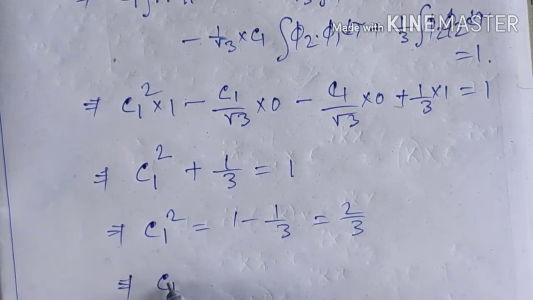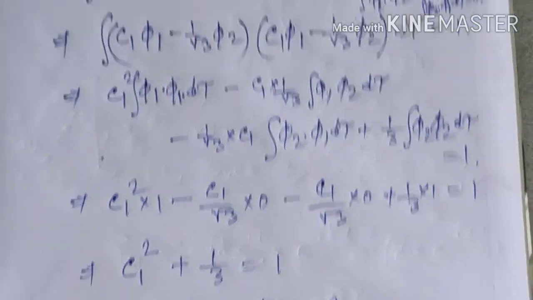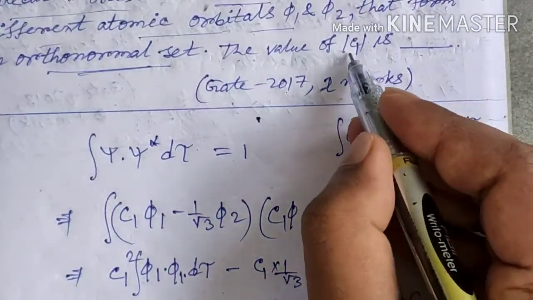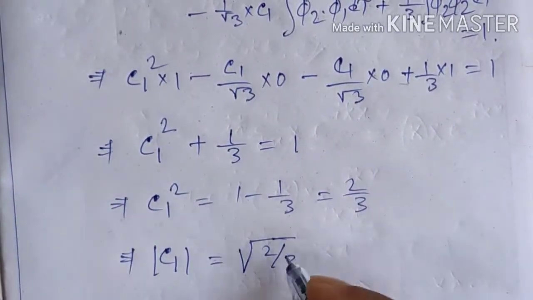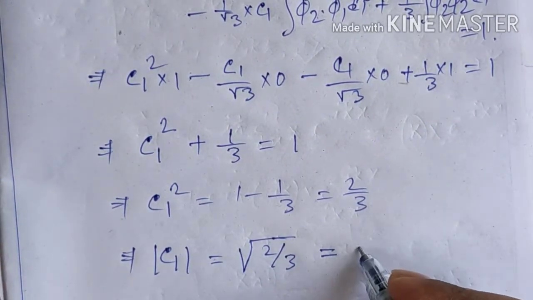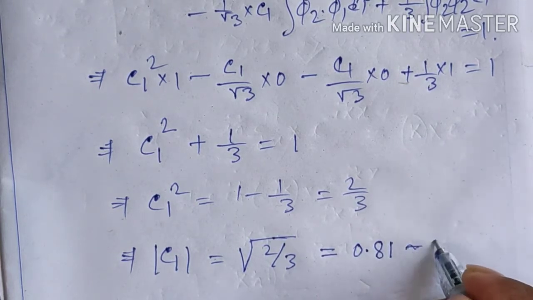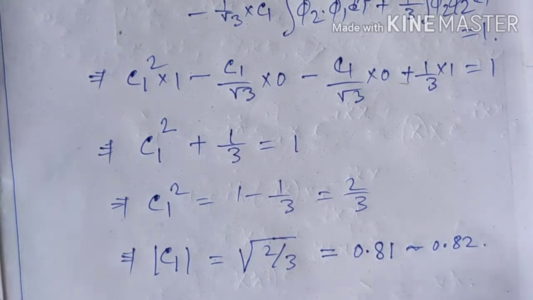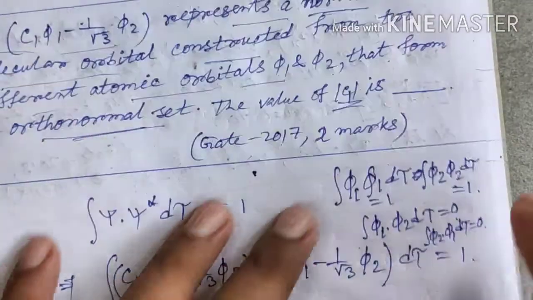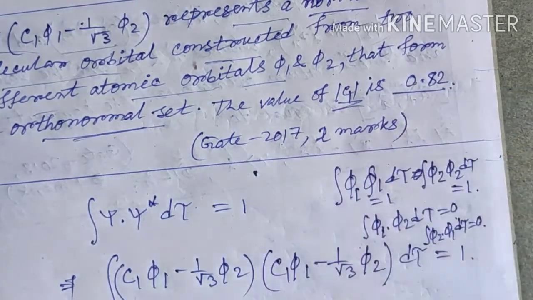C1 is equal to root over 2 by 3, and since it is given the mod value, the value will be only plus. If we calculate this, we will see that this value is 0.81 to 0.82. So the value of mod C1 is equal to 0.82.